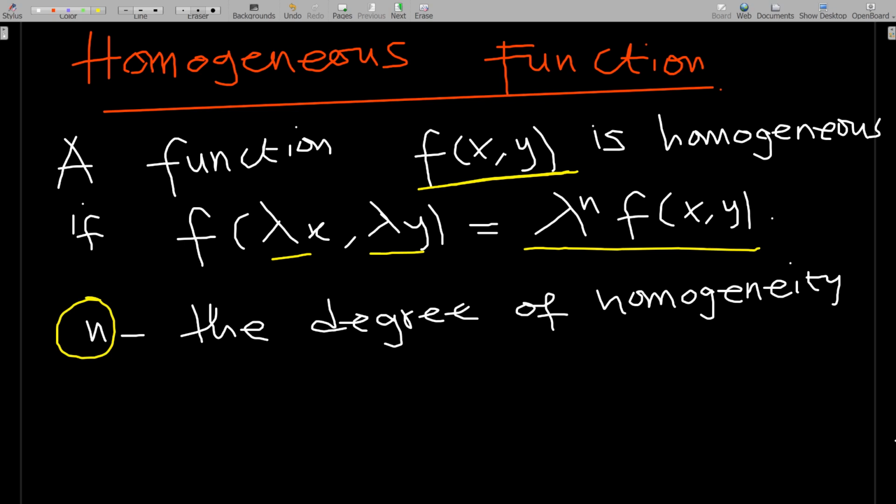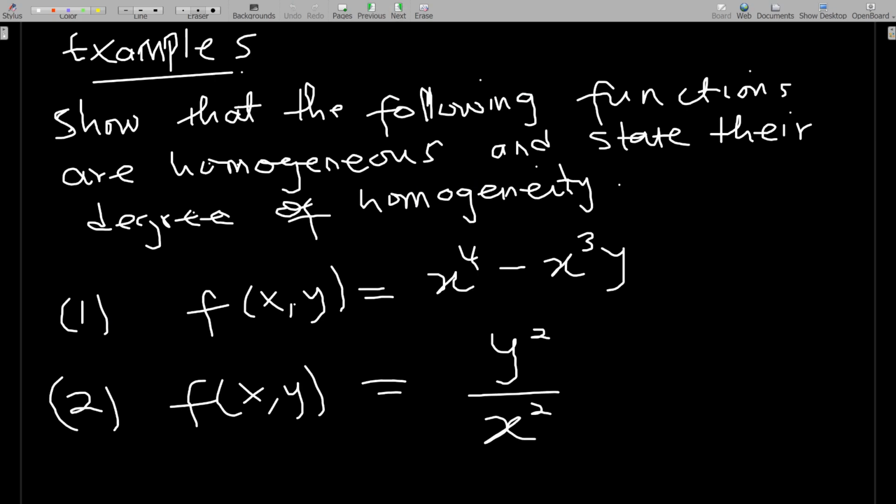So I will show you an example so that you understand this. Then you go to when to show that a first order ODE is homogeneous. Show that the following functions are homogeneous and state their degree of homogeneity. First of all, we have f of x, y equals x to the power 4 minus x cubed y, and we have f of x, y equals y squared over x squared. So how do you show that these are homogeneous?